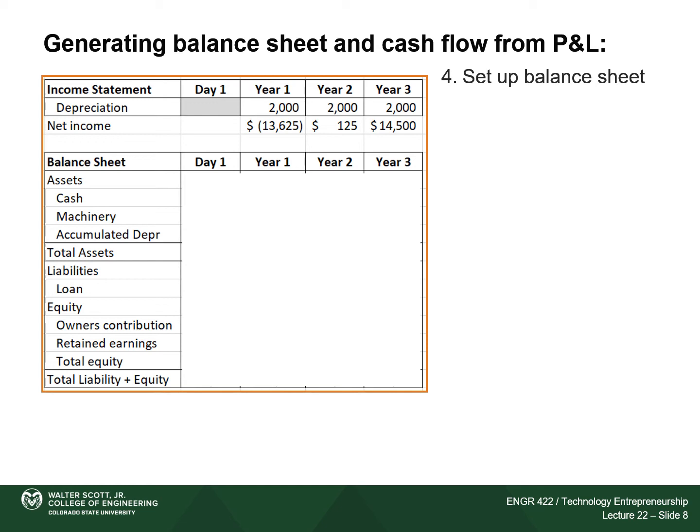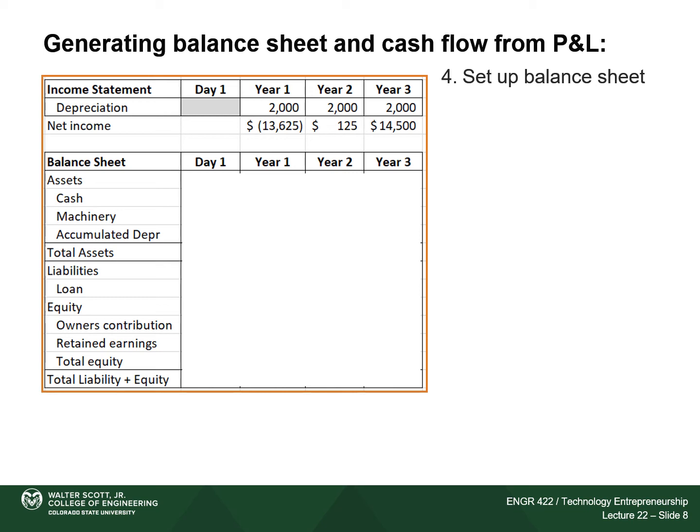And we're going to create the different categories or rows that exist in a balance sheet, and you can see what those are. You have assets, and typical subcategories of assets would be things like cash, machinery. And for machinery, which lasts multiple years, you're going to have an accumulated depreciation line. The net of the machinery and accumulated depreciation is basically the amount of value that's still left in that machinery. All of that adds up to total assets.